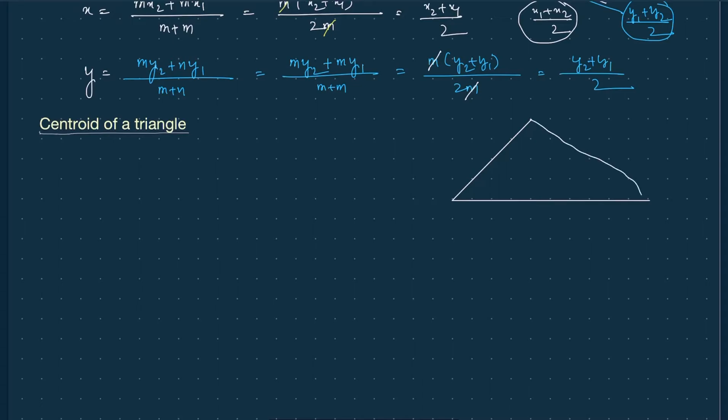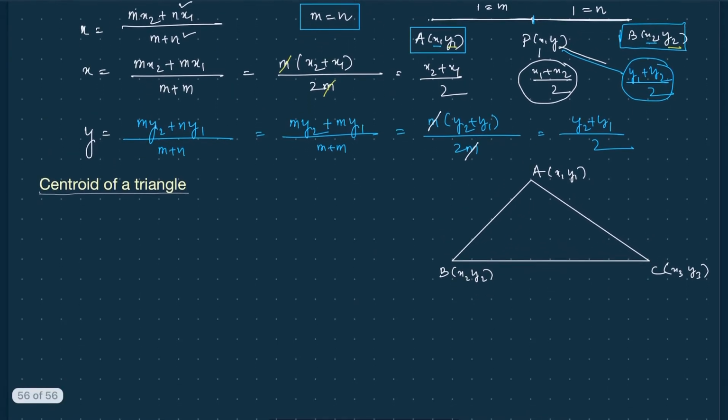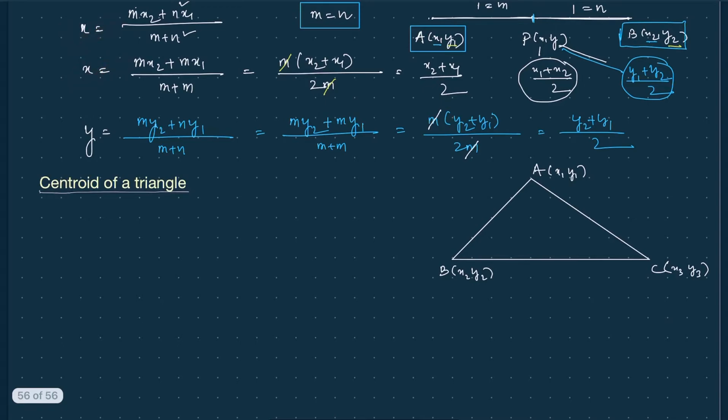Suppose this is a triangle. So here A, B and C. Here the coordinate of A is x1 y1, coordinate of B is x2 y2, and coordinate of C is x3 y3. Now we can find the midpoints of the sides. So for this BC, the midpoint will be here. So we know from this formula how to find the midpoints.